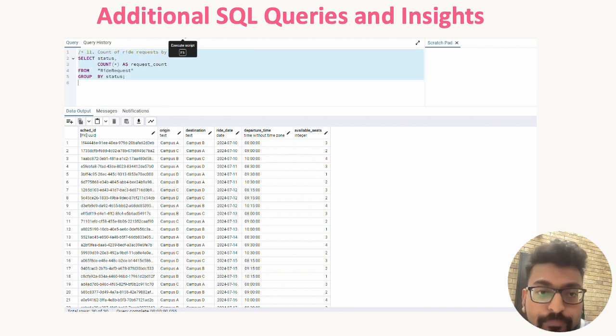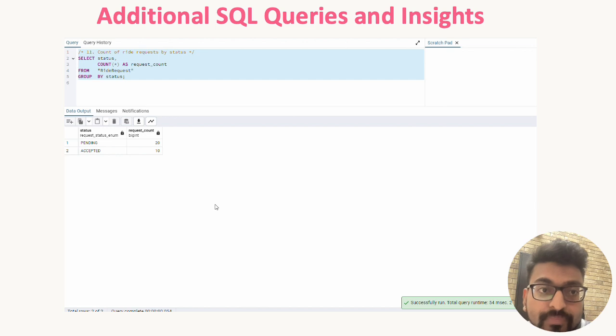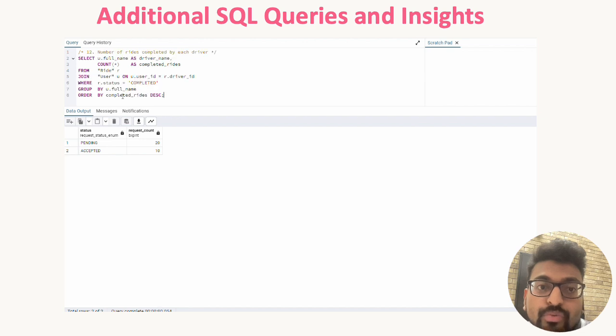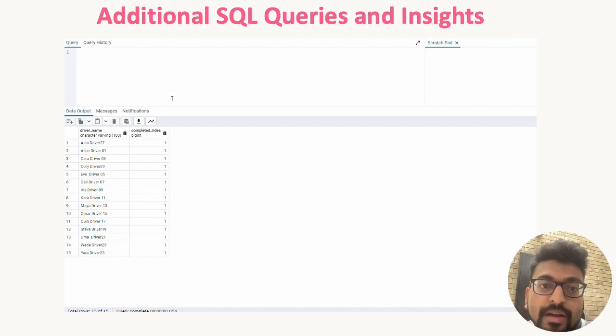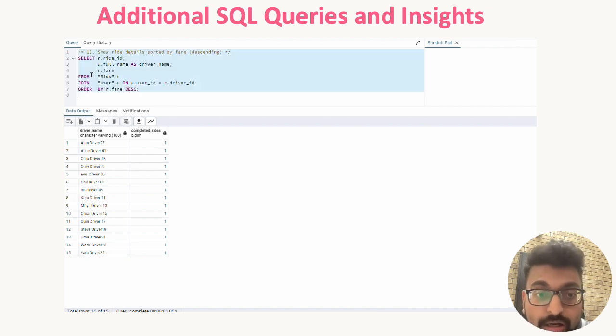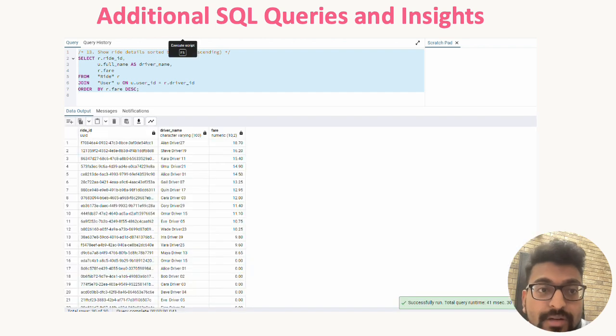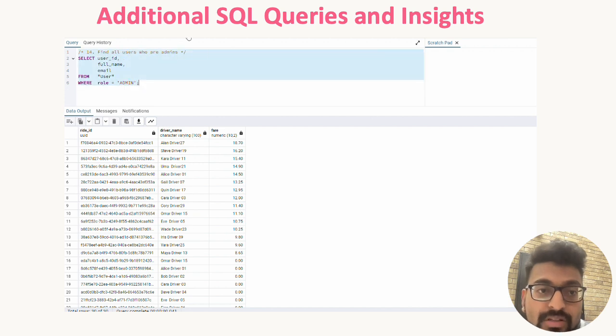Scheduled rides currently open. Operations need a real-time list of scheduled rides that still have seats. We pull every route where status is open, exposing seat inventory to the mobile app. Counts of ride requests by status. A simple group by on ride request status gives counts of pending, accepted, and rejected requests. Product managers watch this ratio to tune acceptance thresholds and notification timing.